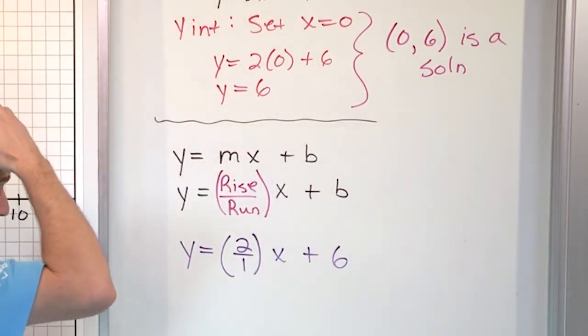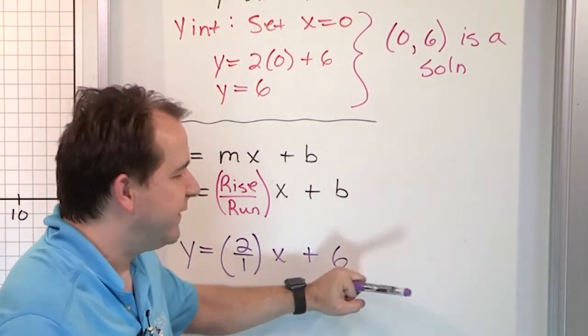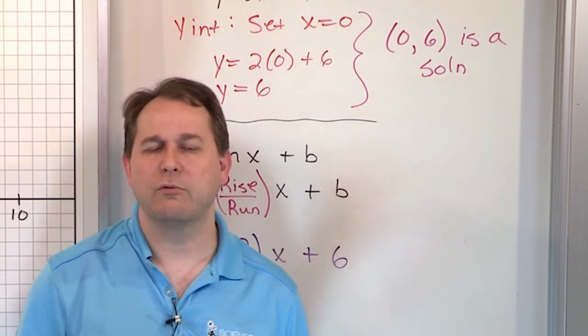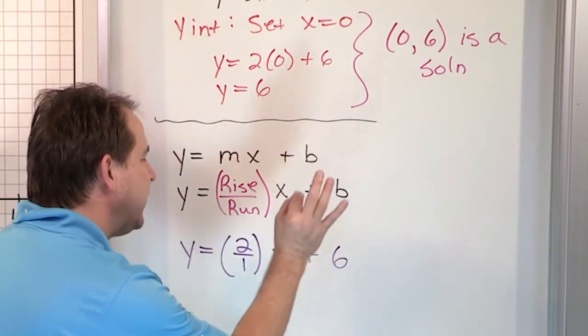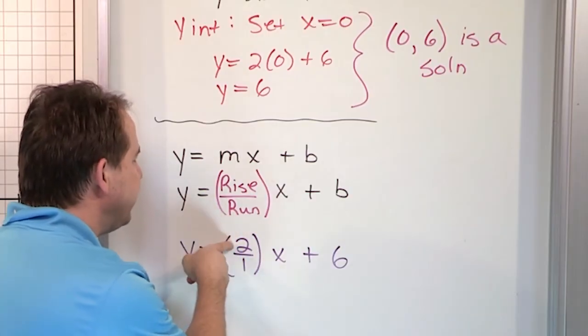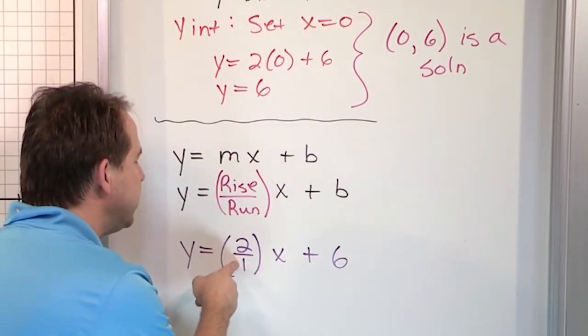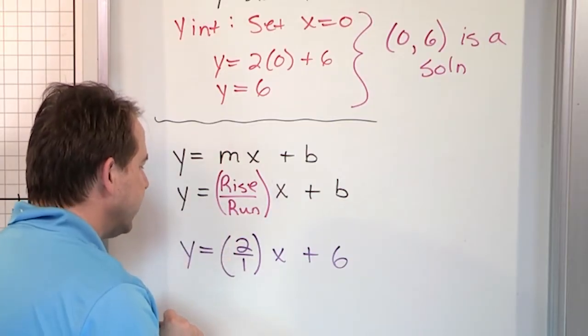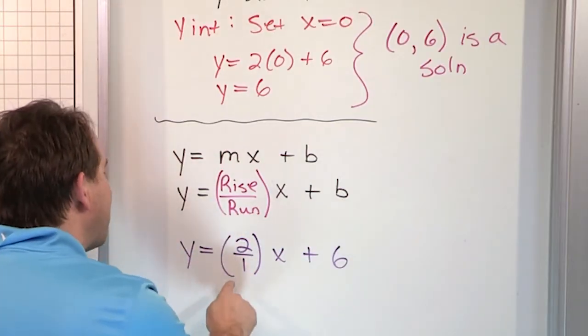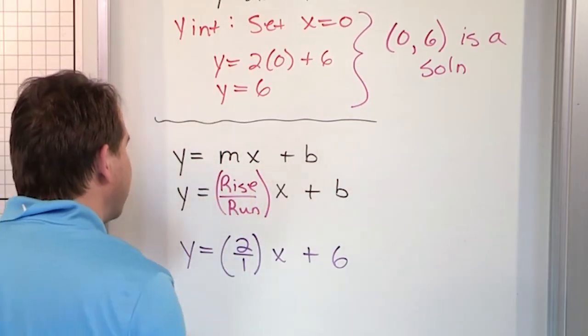So what I'm saying here is that I know one point on the line is at 6. That's the y-intercept, (0, 6). But I also know that from any point on this line, I walk up 2 units for every 1 unit I walk to the right. For every 1 unit I walk to the right, okay?